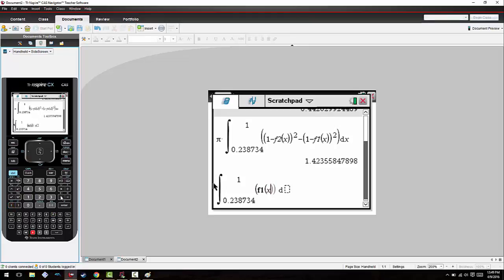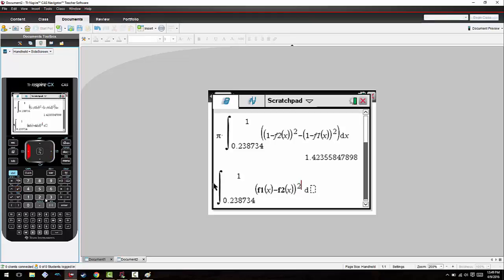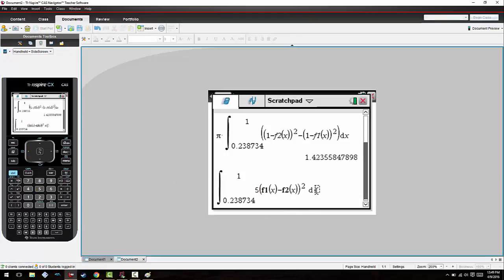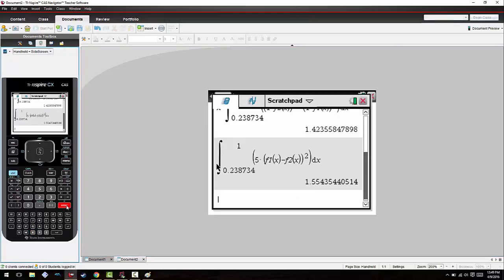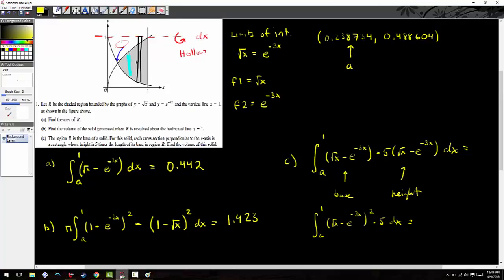f1 of x minus f2 of x. And now I'm going to go ahead and square that. And I will go ahead and multiply it by 5. It doesn't matter if 5 is in front or 5 is behind. It doesn't really matter. But I just put it in front anyway. Cross your fingers. Control. Enter. 1.55435. That is our magic number. 1.554.